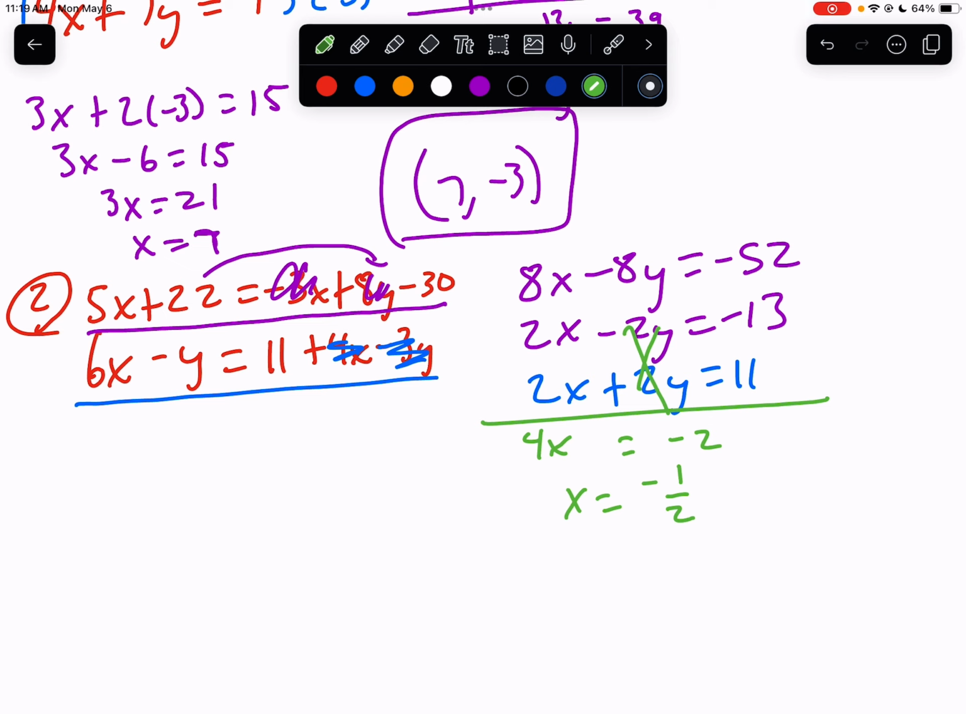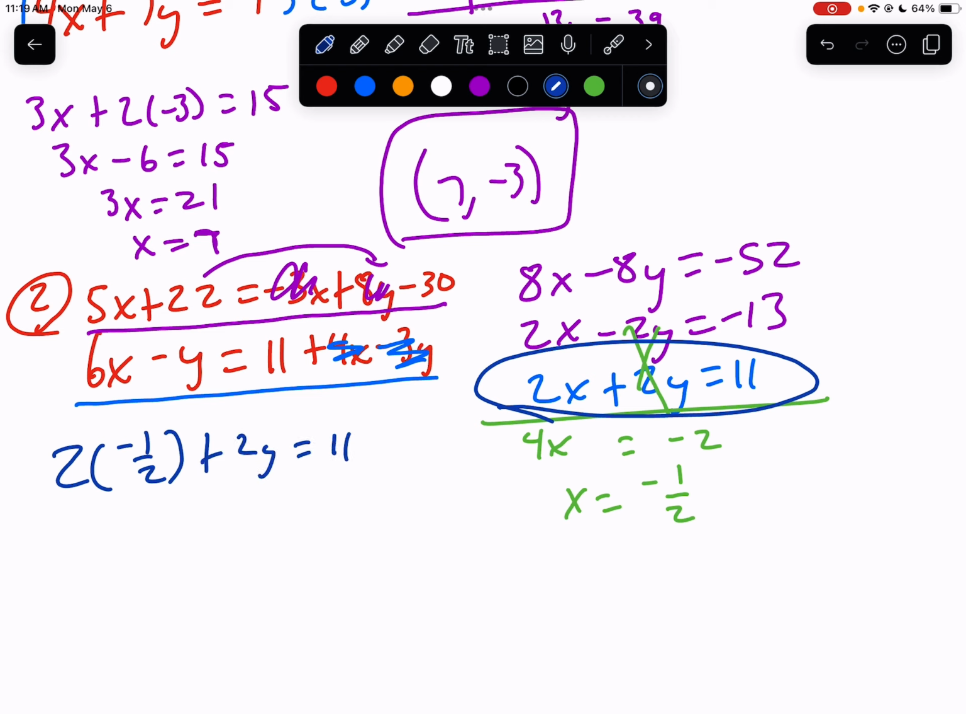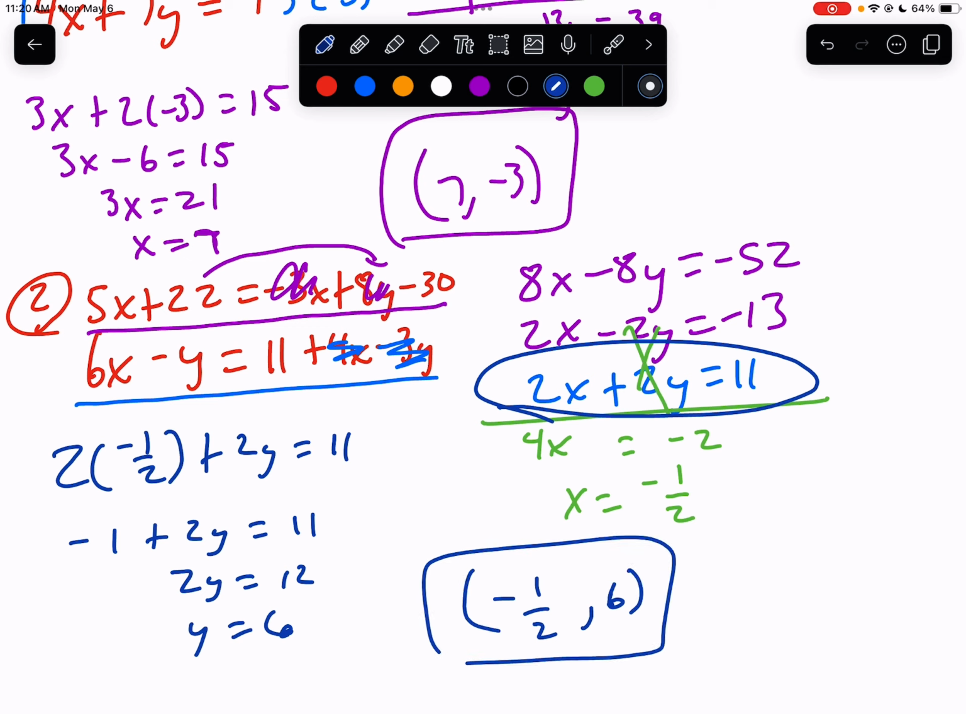So if I go back and plug that in, it doesn't matter where, I'm going to plug it into this blue equation right here just for funsies. That'd be 2 times -1/2 plus 2y equals 11. So that'd be -1 plus 2y equals 11. 2y equals 12. Y equals 6. So we have the coordinate -1/2, comma 6.